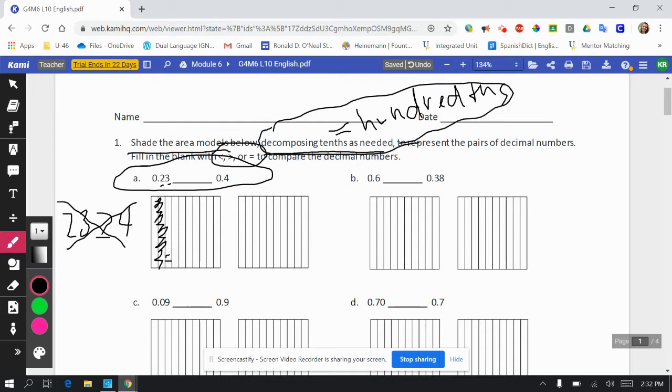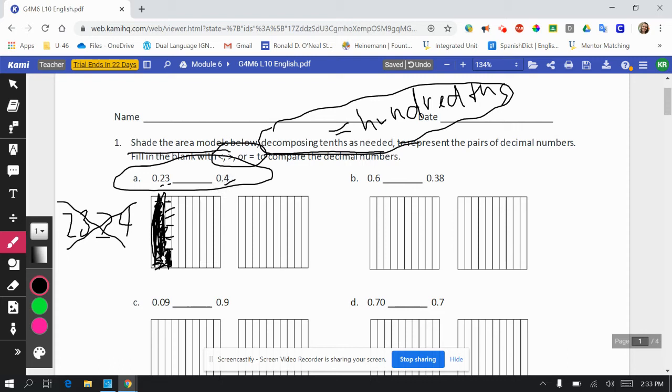So we're going to break it into pieces, and we're going to color that in. I'm decomposing it, breaking down 1/10 into 10 pieces. I can draw all 10 pieces if I want to, or I could just draw those first 3 and say those are the ones that I am coloring in. So there we have 0.23. Forgive my messy model there.